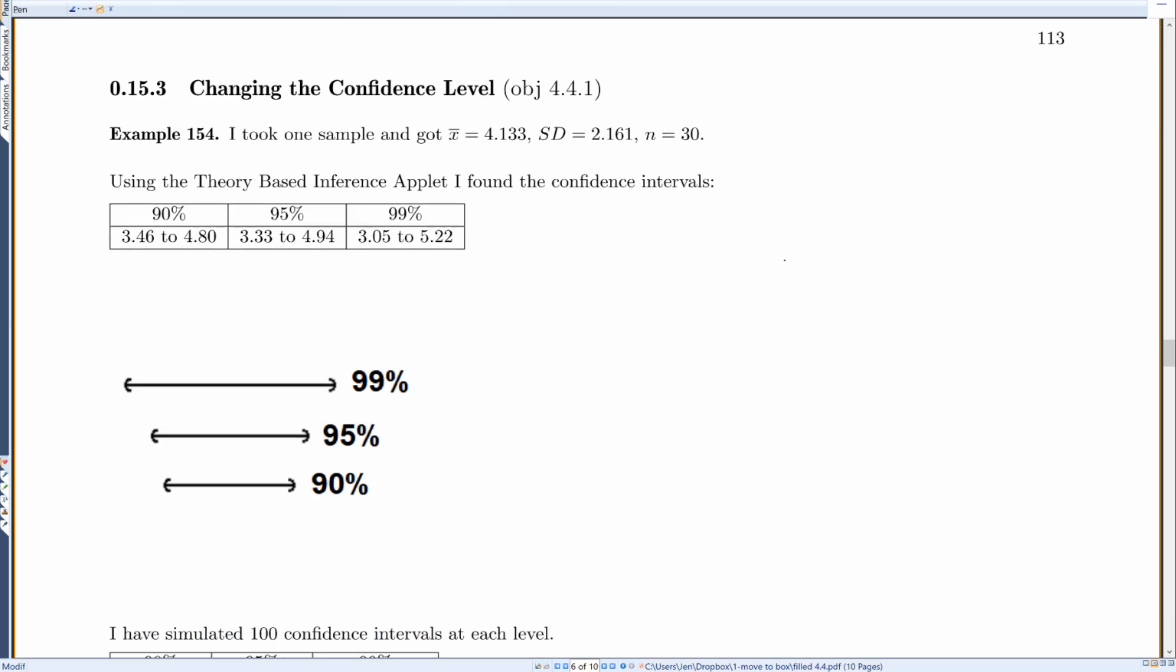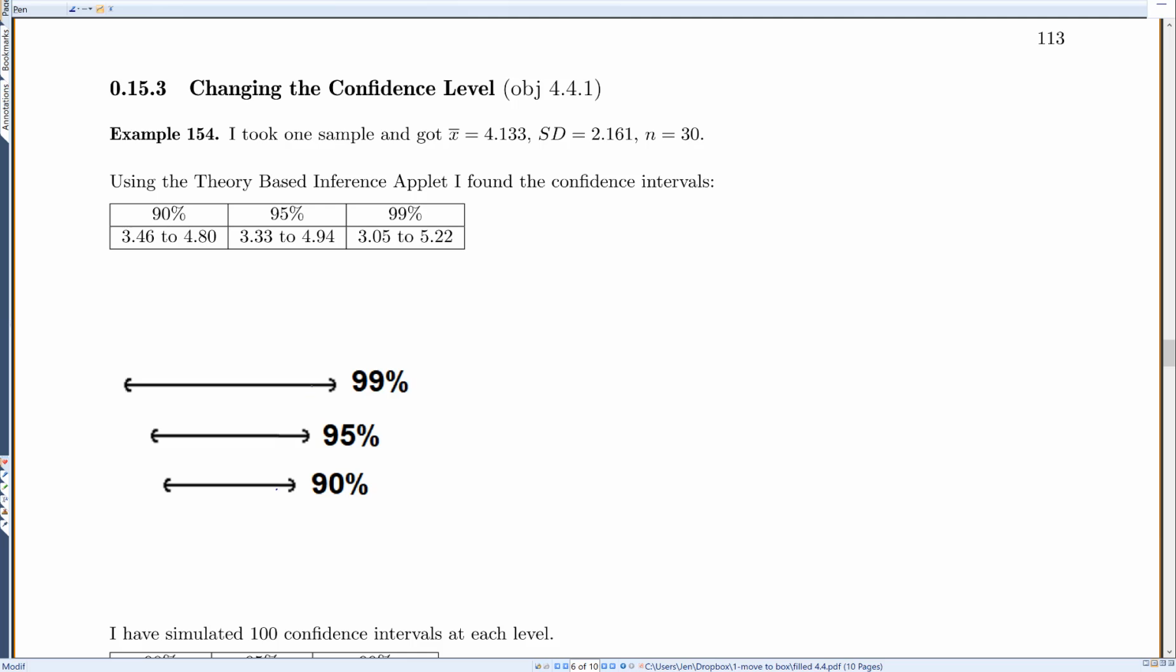Let's look at changing the confidence level. We've talked about this one a few times already. So I took one sample, this is still the Gettysburg Address, and I got a sample mean of 4.133, standard deviation 2.161, sample size is 30. Using the theory-based inference applet, I found these confidence intervals. So here's my 90%, 95%, 99%.